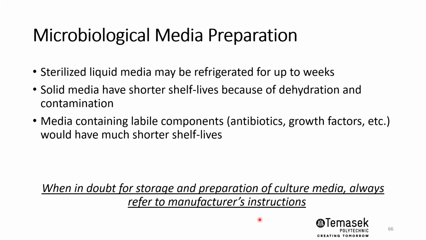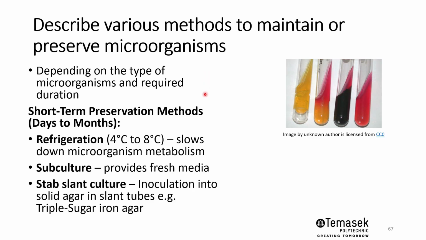So I want to talk about the various methods to maintain or preserve microbes. Depending on the type of microbes and the required duration that you need, you can preserve them from short term to long term. Let's look at the short term first. Short term, we are looking at days to months, and often we will refrigerate them so that we can slow down the microorganism metabolism. You will often see that we keep the inoculated petri dishes with the agar plate in the fridge so that we can keep them for future use, but not too long, about a few months only.